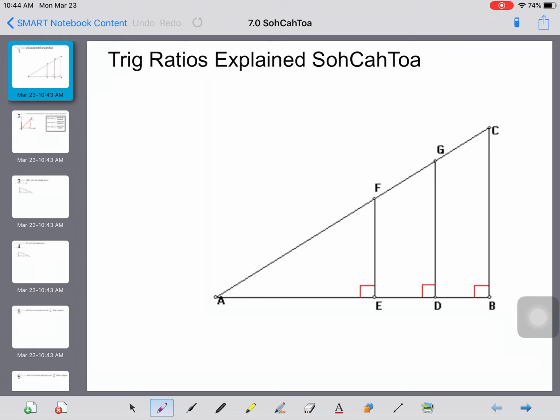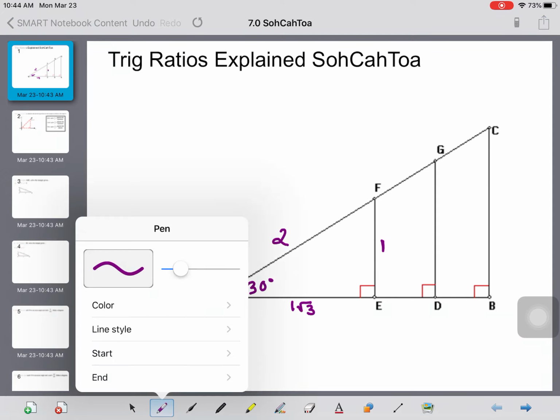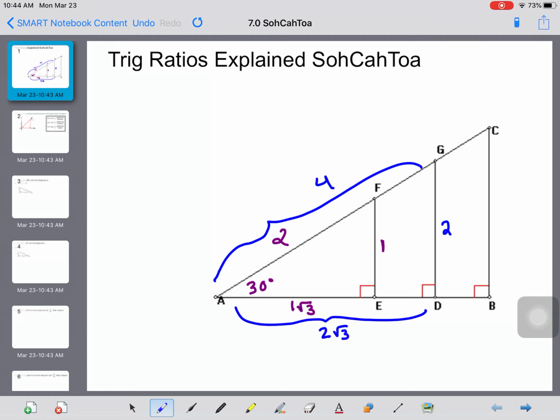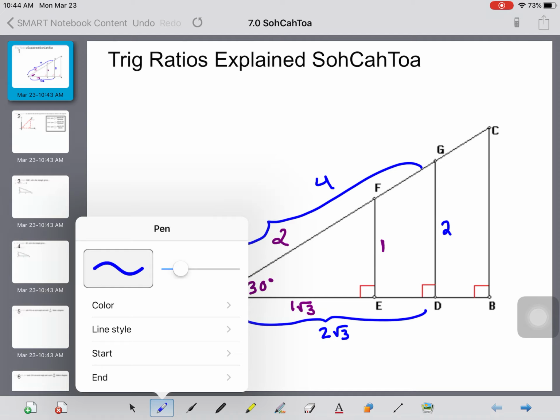So let's say, for example, that the measure of angle A is 30 degrees. We know from our 30-60-90 relationships, if this side length is 2, this would be 1, and this would be 1 root 3. And in the next nested triangle, if this side length is 4, this would be 2, this would be 2 root 3, and I can do one more.